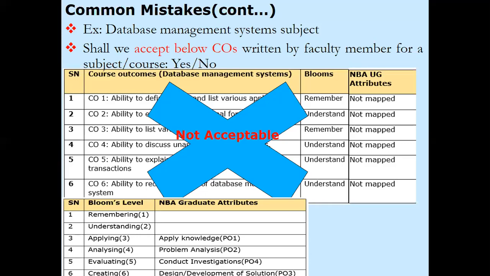The table clearly shows the mapping between Bloom's levels as well as the MBA graduate attributes. If at all you want to map, it is only possible indirectly, like PO6 or PO8. But if you see here, whatever you have written, PO6 mainly talks about security related things, but there is nothing like that here. That's why it's not possible.